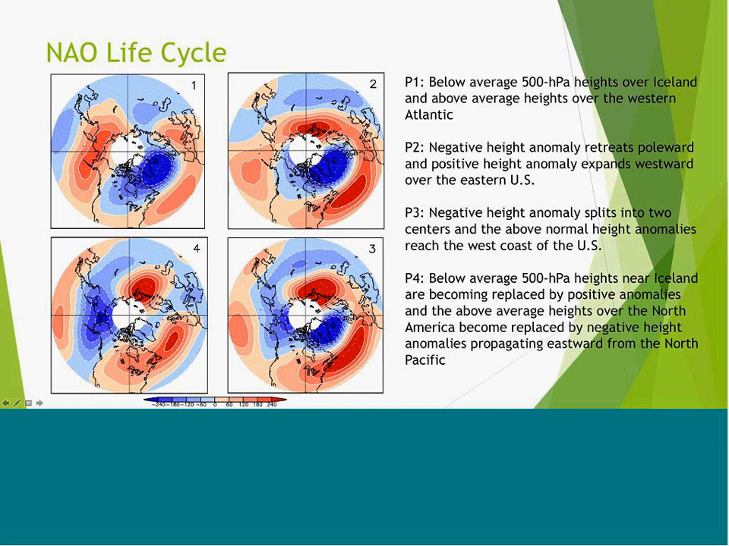In phase three, the negative height anomaly splits into two centers, and the above average height anomalies almost reach the west coast of United States. In phase four, the below average height anomalies near Iceland are becoming replaced by positive anomalies, and the above average height anomalies over North America are being replaced by negative anomalies that propagate eastward from the North Pacific.